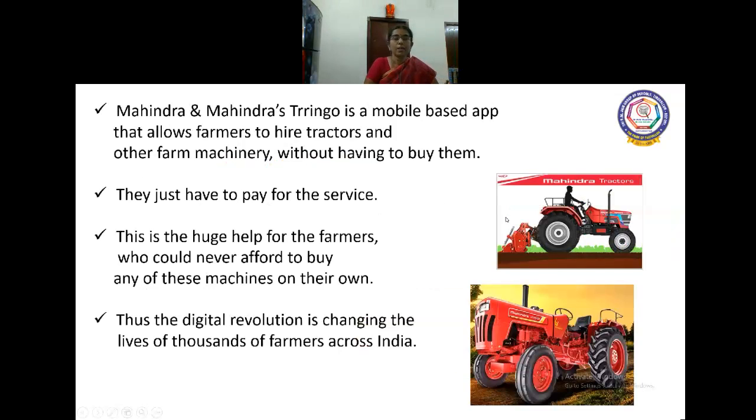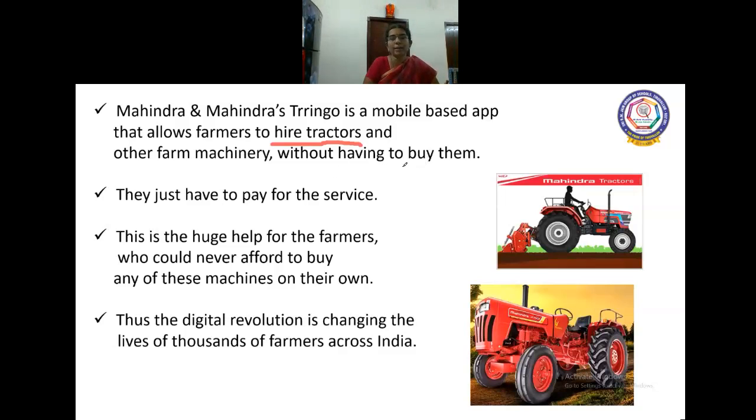Another app is also available for farmers, called Mahindra and Mahindra's Trringo, a mobile based app that allows farmers to hire tractors. That is, they need not buy them. Instead, they can hire the tractors and pay the service charges alone. By using this mobile app, they can hire tractors and other farm machineries without having to buy them.